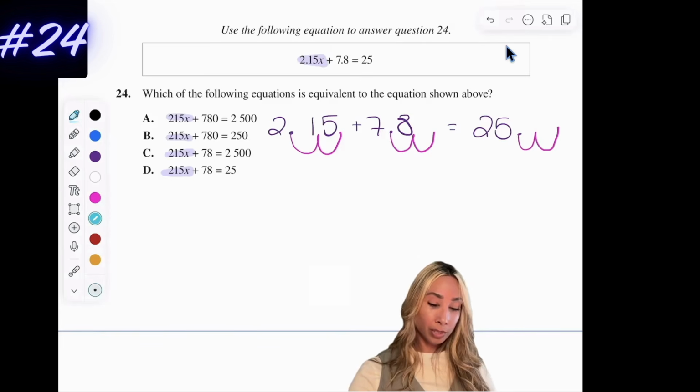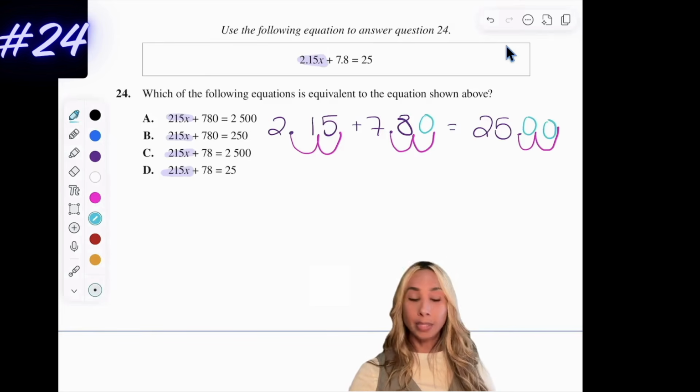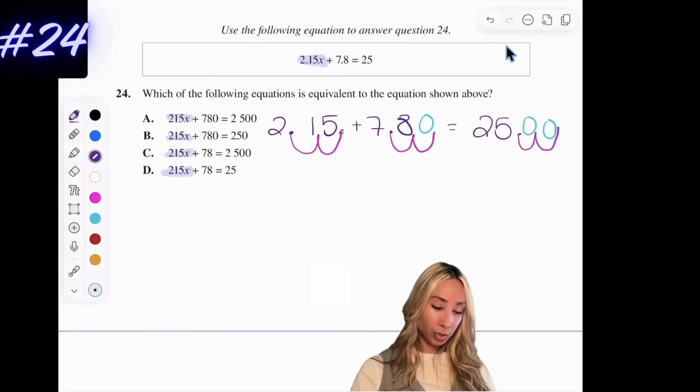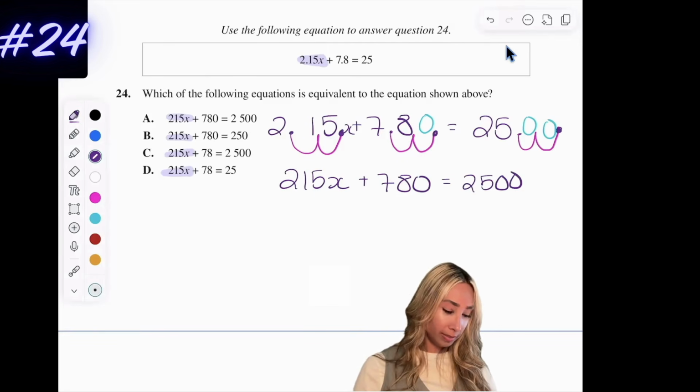Now in those numbers that are just empty, I'm going to place a 0 in them. And notice how that means my decimal is moving to the end. I'll actually draw it at the end of my movement. So now I'm looking for 215x, I forgot the x the first time, plus 780 is equal to 2,500. Well, and there it is, right there. My answer for this is going to be A.